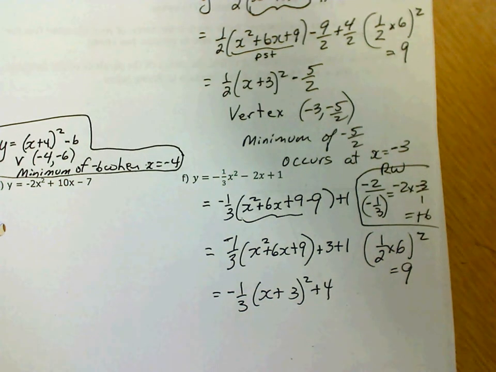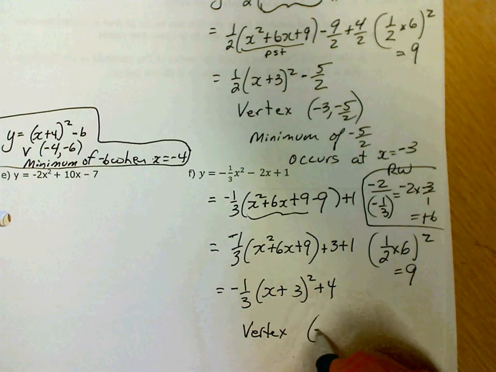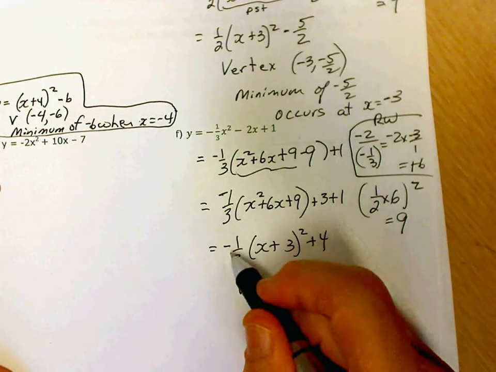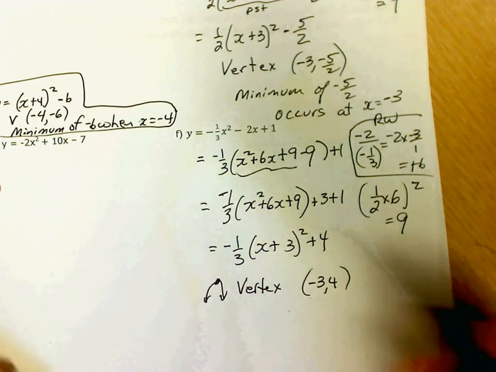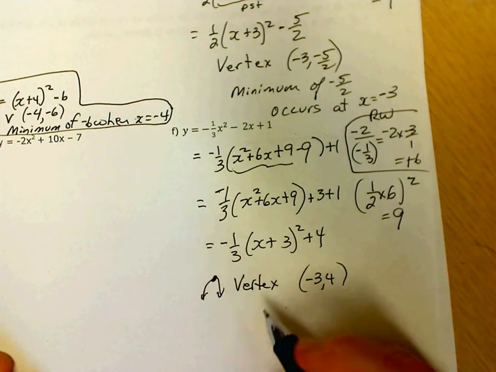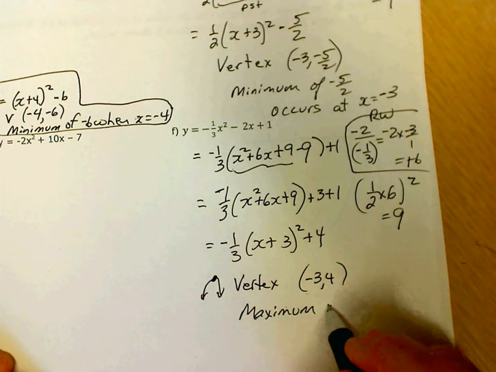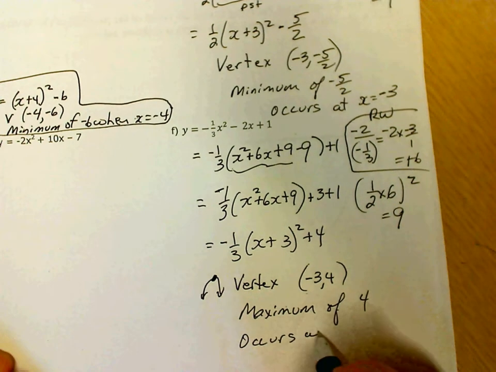Vertex. And you know this opens down, so the vertex represents a maximum. It occurs when x equals negative 3.